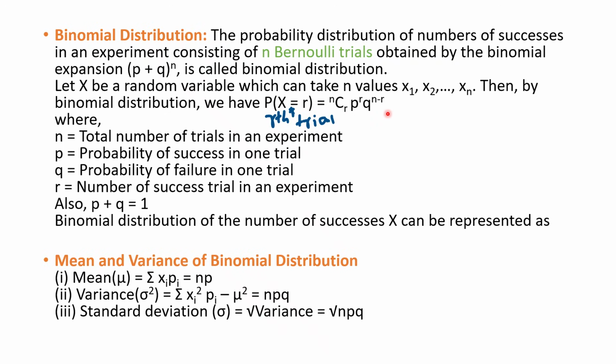Okay, that you know. So n is the total number of trials, p is the probability of success in one trial, q is the probability of failure in one trial, r is the number of successful trials in an experiment, in the rth trial. Okay. Also p plus q is 1, meaning the probability of success and failure together will give you 1. Binomial distribution of number of x-axis.